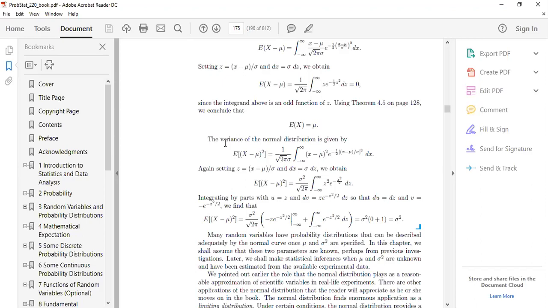So the connection is that the normal distribution combines these continuous and the discrete binomial distributions for the random variables.